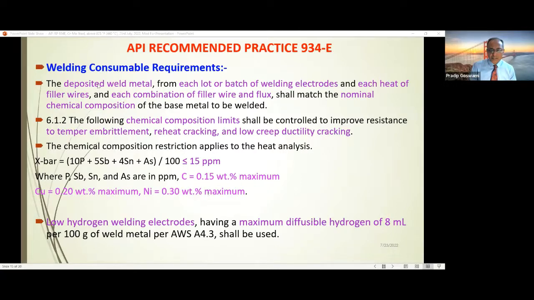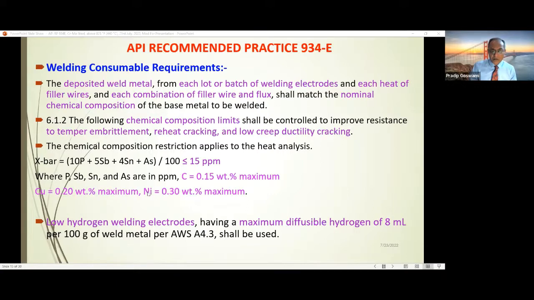These values need to be ensured on the deposited weld metal on each batch of welding electrode, each heat of the filler wire, or each combination of filler wire and flux. You've got to ensure that. And in addition, you need to have copper and nickel at certain values, basically to control the so-called reheat cracking.